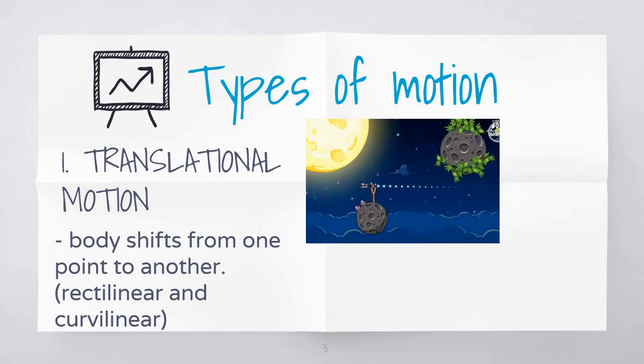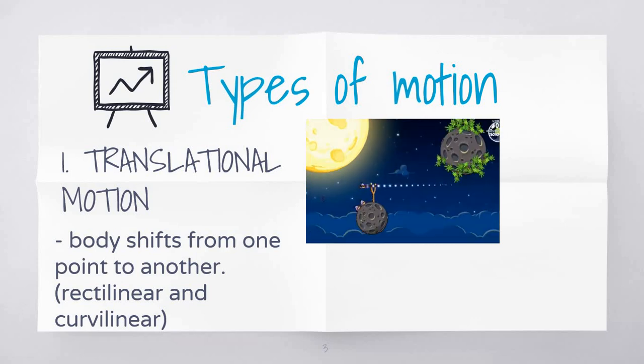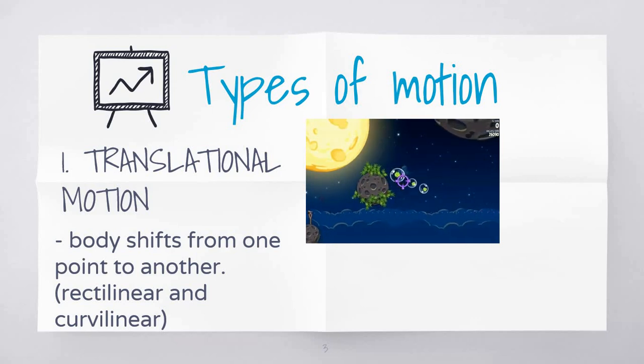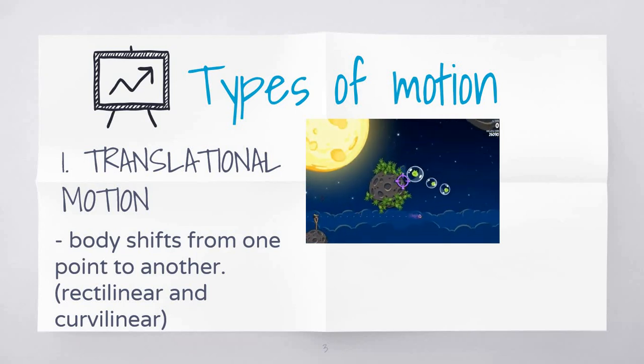In this example, the Angry Bird was launched into space and then it traveled a straight path. Definitely, this Angry Bird shifts from one point to another. So this is a translational motion, but particularly this is rectilinear motion, because again the path traveled by the object is a straight path.